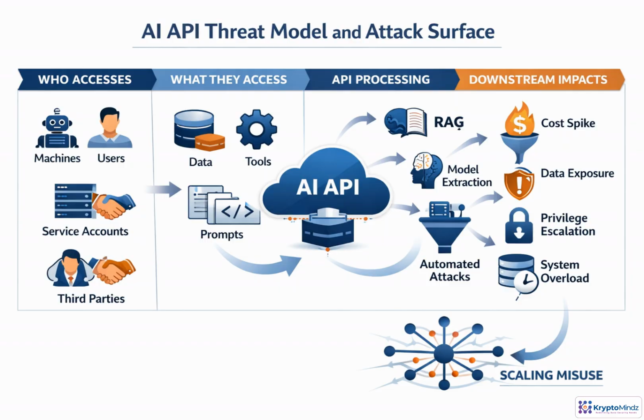Threat modeling an AI API starts with one question: who can call it? That includes people, machines, service accounts, agents, and partners. From there, map what each caller can reach: data, prompts, tools, retrieval, and file inputs. The AI-specific concern is downstream impact. A single request might trigger RAG, tool execution, model extraction, or automated abuse. So before choosing controls, evaluate cost, data exposure, privilege escalation, and overload.